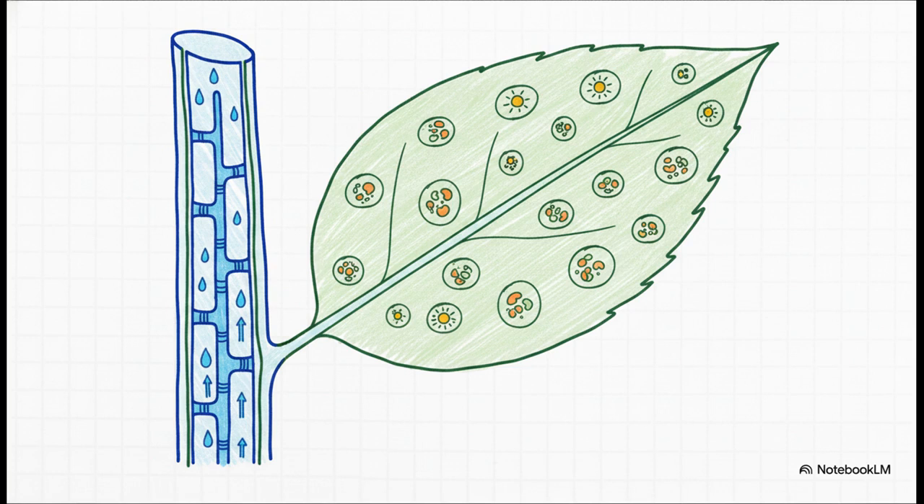Second, we have vascular tissues. These are a lot more complex, using different types of cells working together, like xylem and phloem. They act as the plant's internal plumbing system, transporting water and nutrients from the deepest roots all the way up to the highest leaves of, say, a 300-foot redwood.